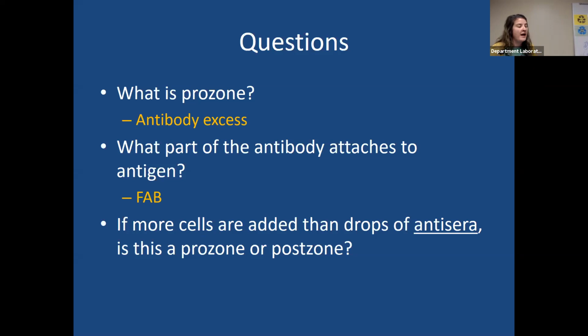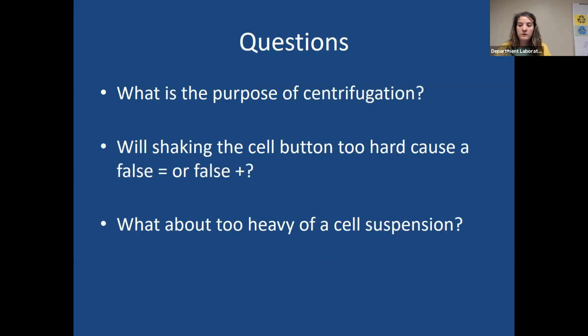If more cells are added to your test tube than drops of antisera, so you're adding more cells, is this prozone or postzone? That's postzone. Because you're adding more cells, that's where your antigen is. So that would be excess antigen. If you have excess antigen, what does that cause? False positive or false negative? False negative. Why do we centrifuge? Overcome zeta potential. Centrifugation will push those cells together, allowing for the antigen antibody to combine.